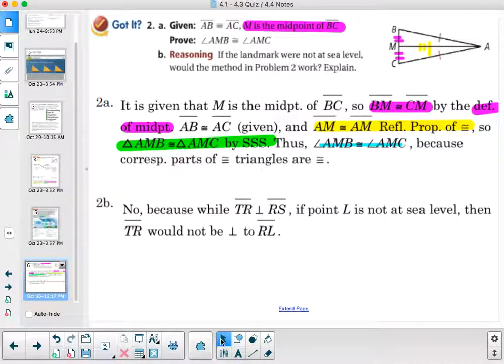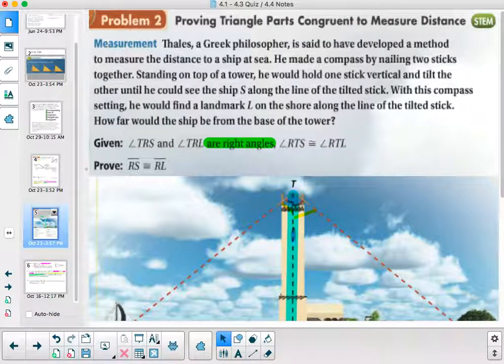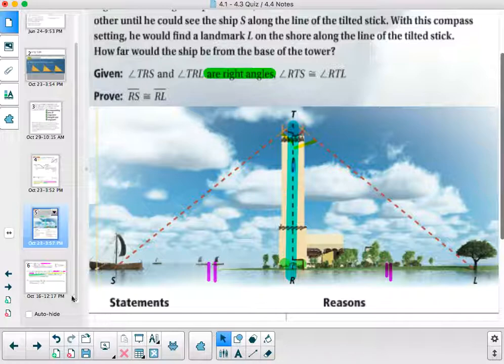Looking to our last question, if we were not at sea level, we would not be perpendicular, aka would not make right angles. Therefore, I would not have another angle to talk about in this particular problem. That is why it is necessary.